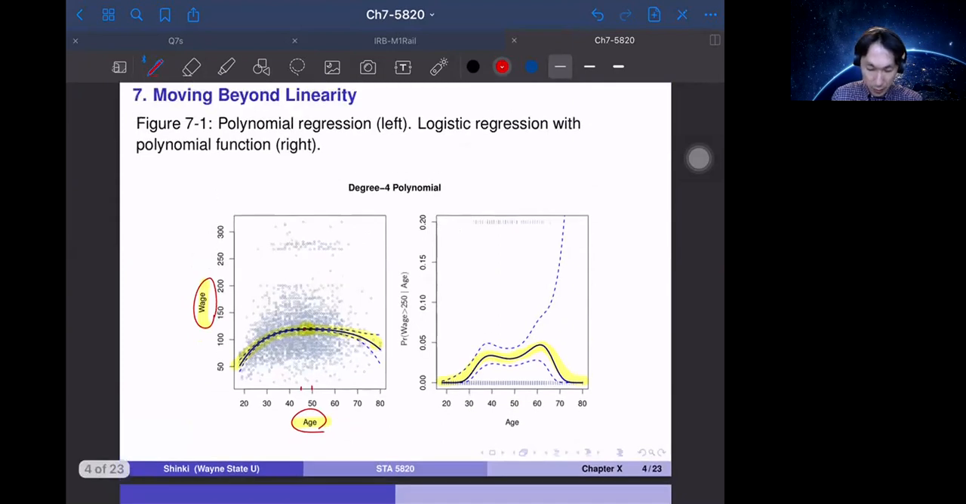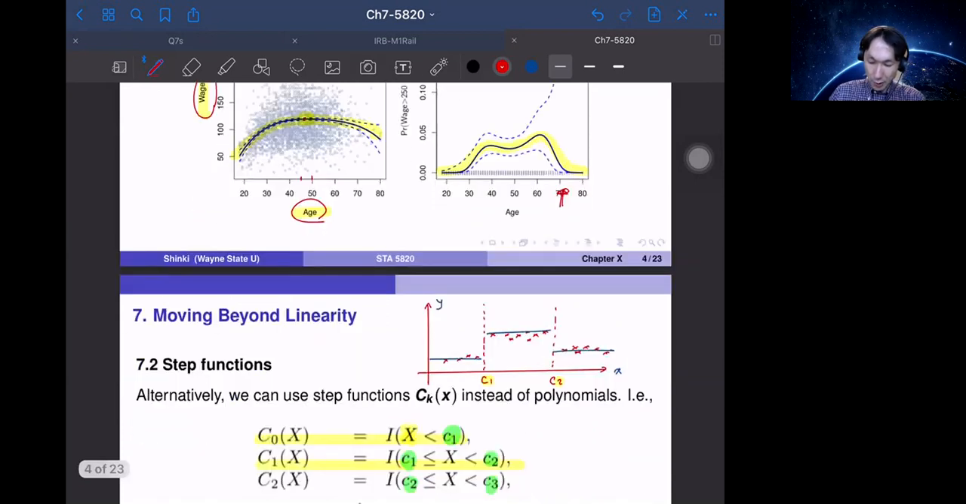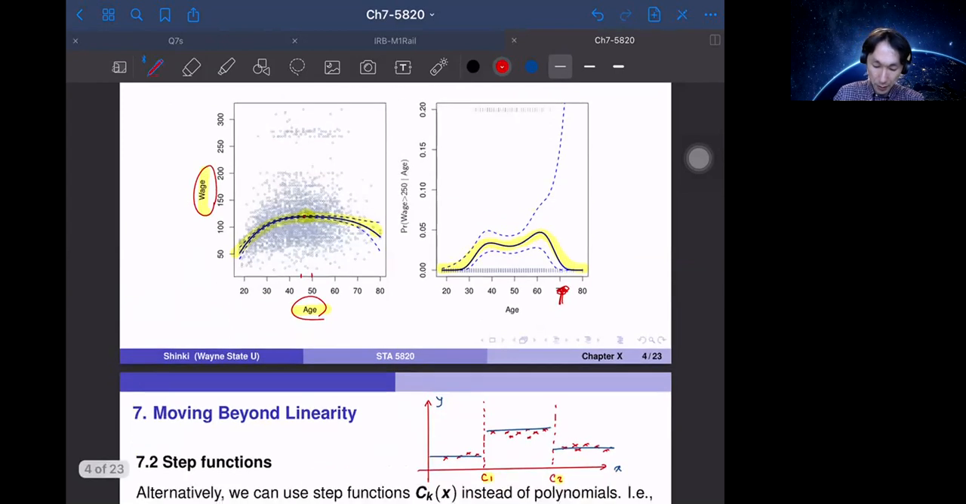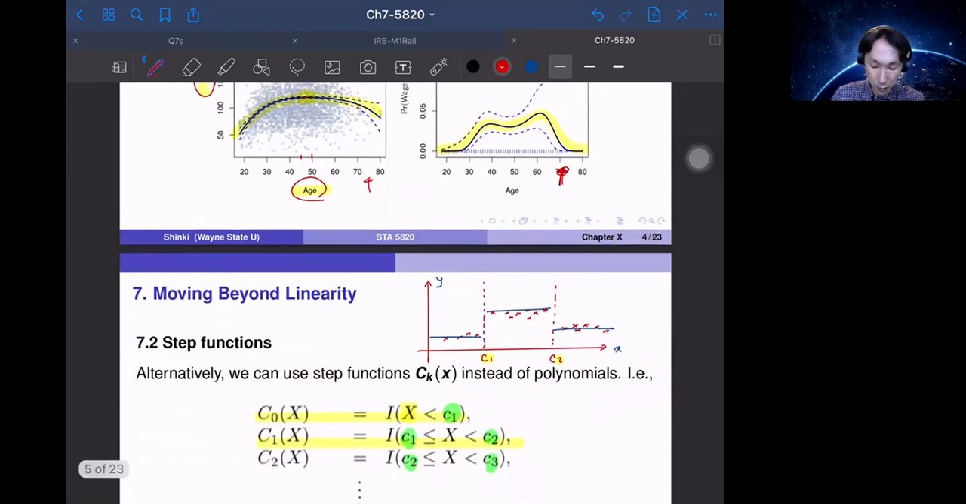Sorry, this is the polynomial regression, and I think that you can ignore this for now. This is basically fitting the probability of getting a higher wage, more than 250,000. So this is the logistic regression case. In logistic regression also, the explanatory variables, the predictor variables, can be multiple, can be polynomial. But for now we can just think about the regression case.